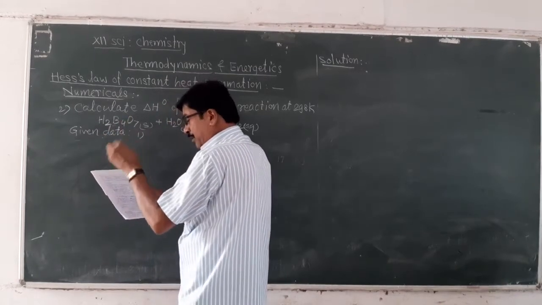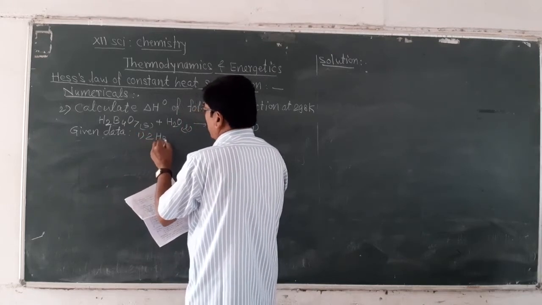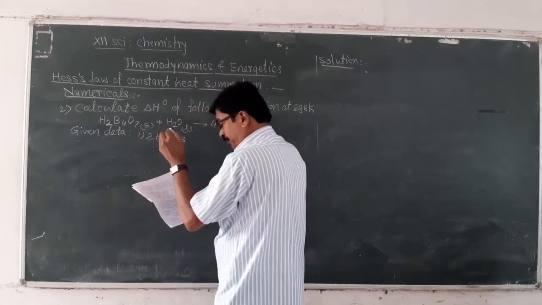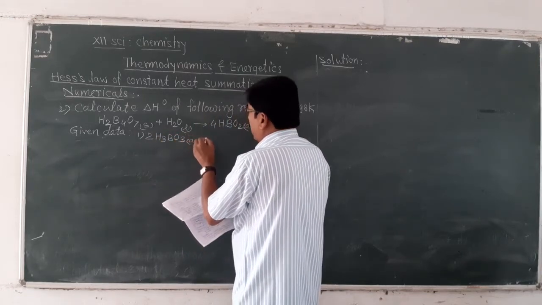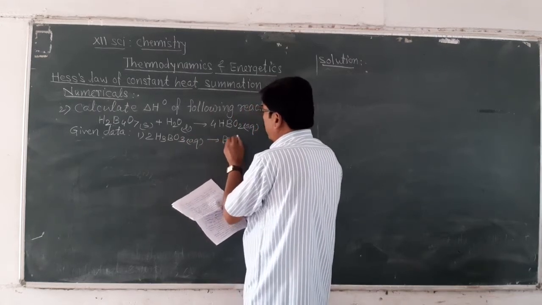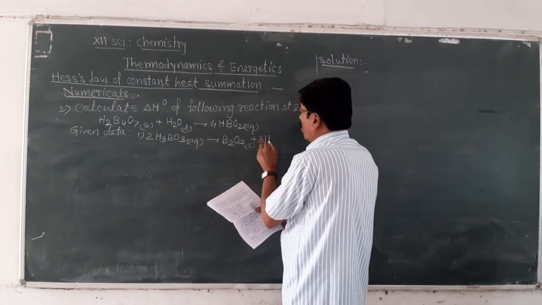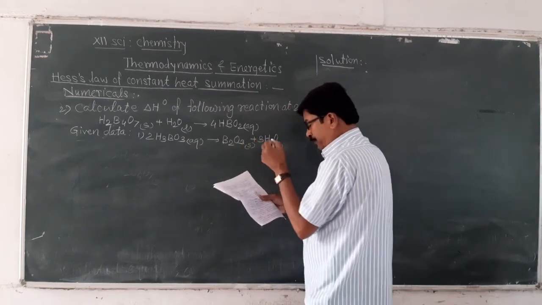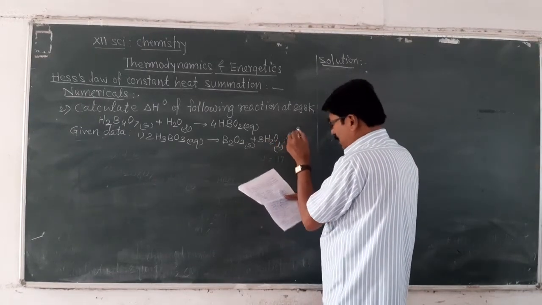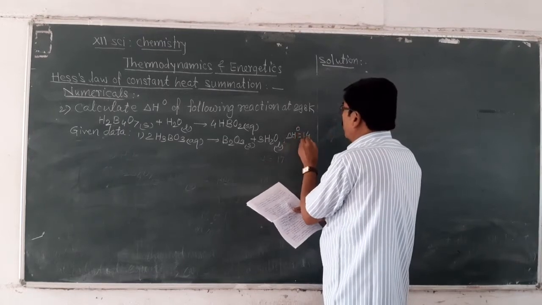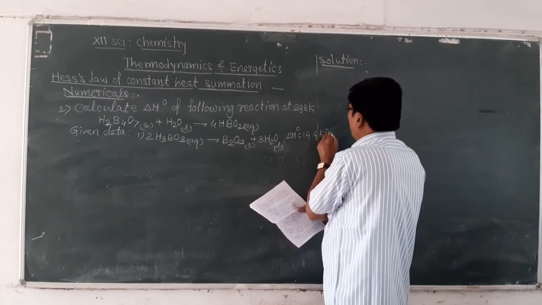First, the thermochemical equation is given: 2H3BO3 aqueous gives B2O3 solid plus 3H2O liquid, and the enthalpy change of this reaction is given as delta H naught 14.4 kilojoule per mole.